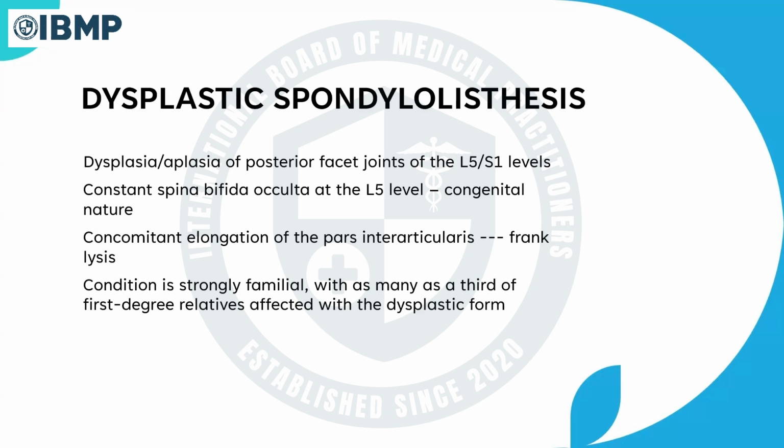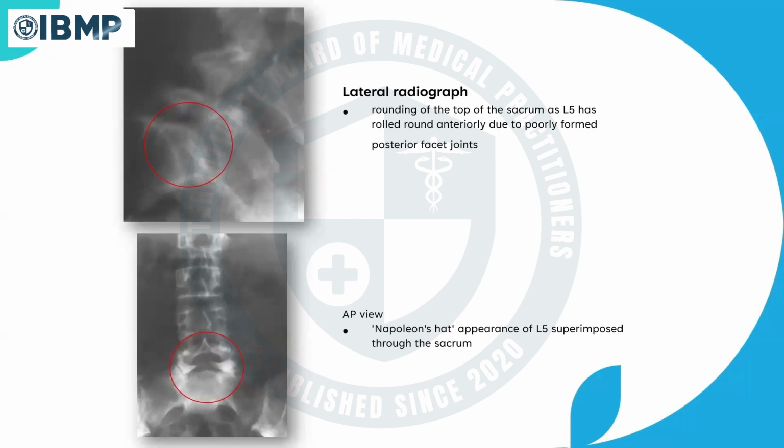This condition is strongly familial, with as many as 1/3 of first degree relatives affected by the dysplastic form. So you can see there's a high probability that if one person is having a dysplastic spondylolisthesis, his subsequent generations will also be having it. Here you can see this is called the dysplastic type. I mark the area.